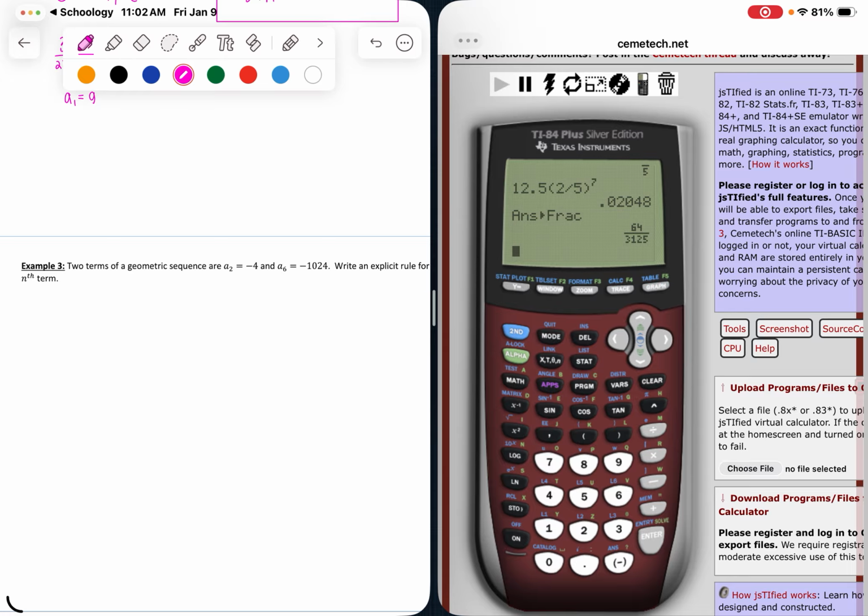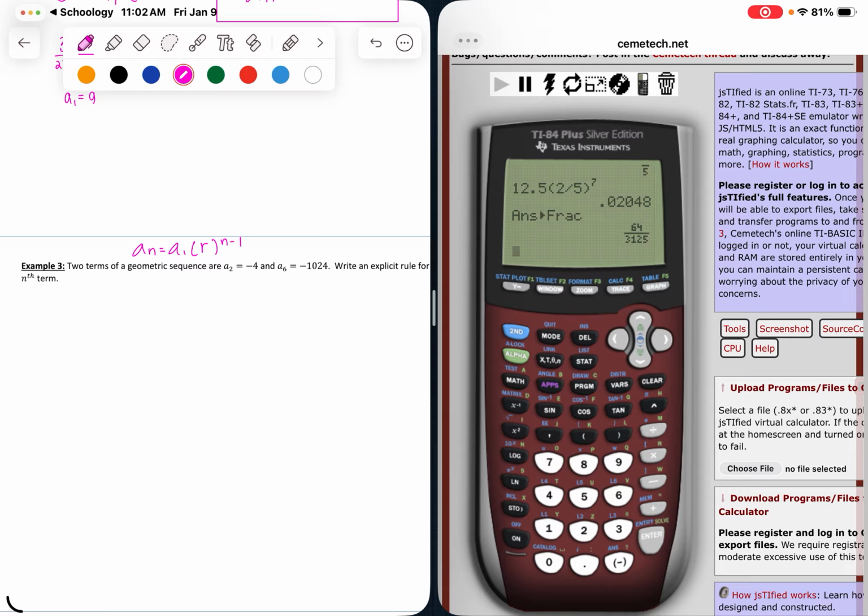So I am given 2 terms, not the first term, not the ratio. So I have to figure out what the first term is, and I have to figure out what the ratio is. So I know that my formula, once again, is a sub n is equal to a sub 1 times r to the n minus 1. And I am given, when I plug in 2 for n, I get an output of -4. When I plug in 6 for n, I get an output of -1024. So I have 2 equations that leave me with 2 variables. So we're going to write a system to solve this.